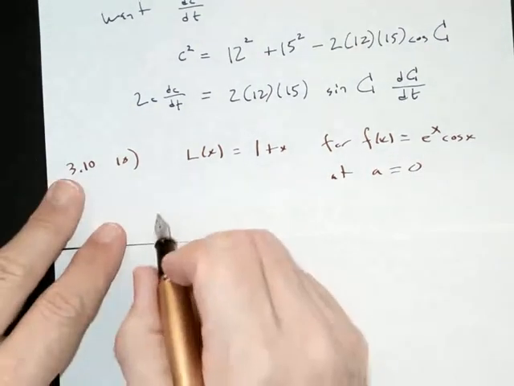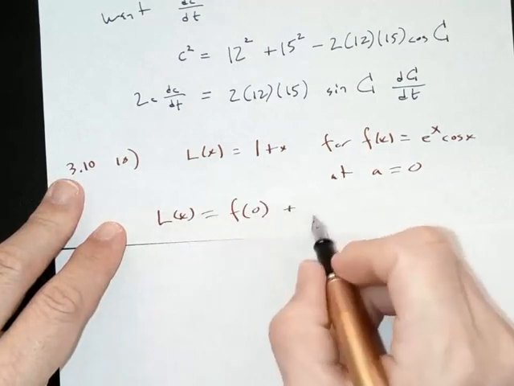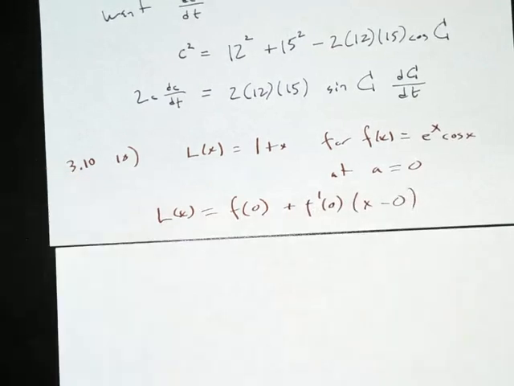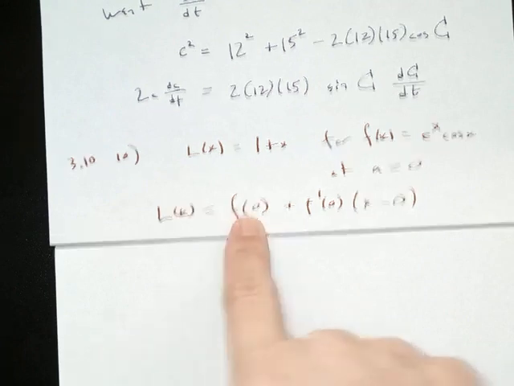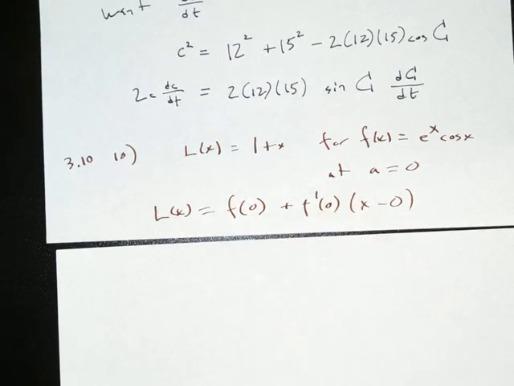Remember, our formula for the linear approximation is f of a plus f prime of a times x minus a. So you take the derivative, you plug in 0, you take the function, you plug in 0, you put those numbers there. We should get 1 and 1. Remember that when you do the derivative, you have to do the product rule. Okay. Now, verify where this is accurate to 0.1.